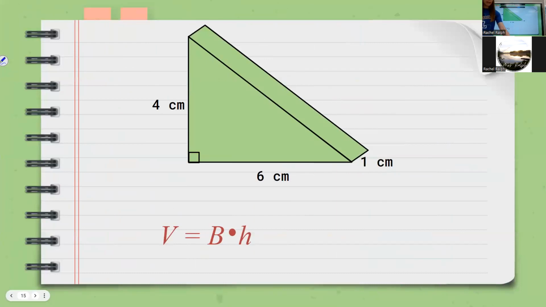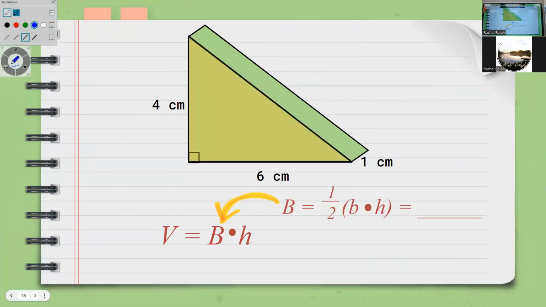So here's our triangular prism. And the first thing that we need to figure out is, what is the area of our base? We're going to find the area of our base. Our base is our side. That's the same on both sides.